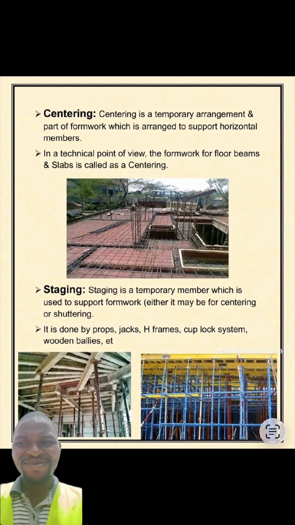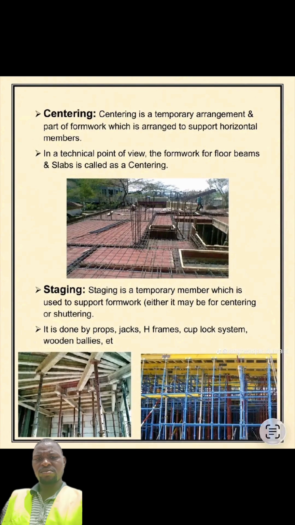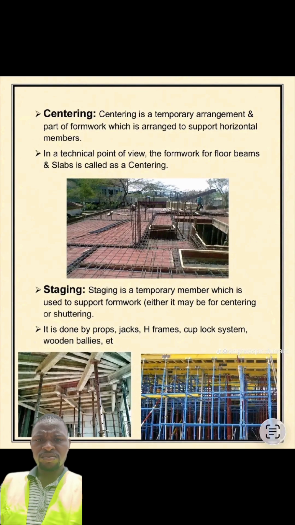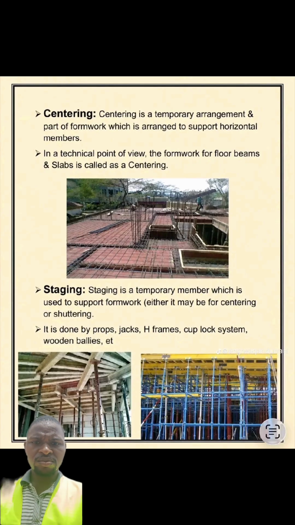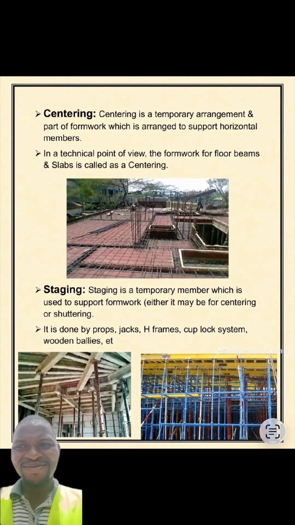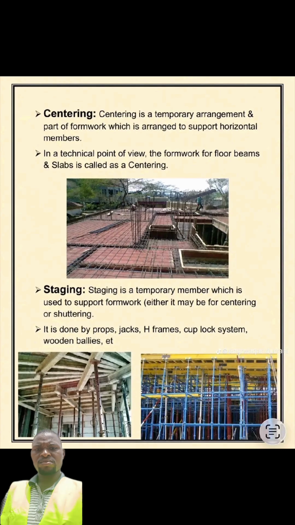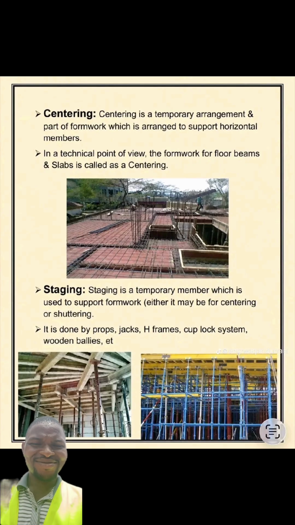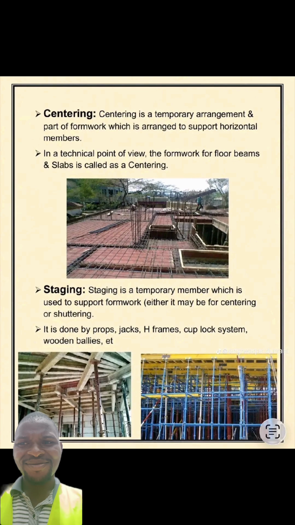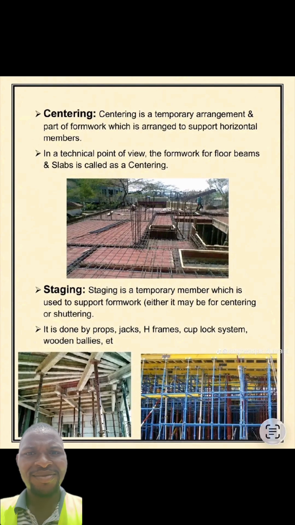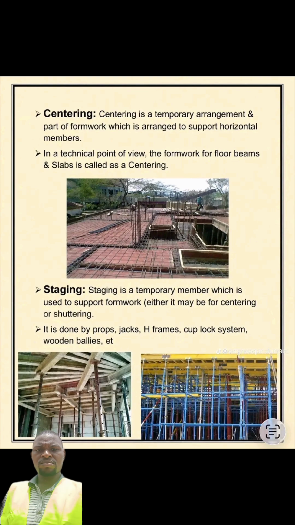And the second form of formwork that we have is centering. So centering is a temporary arrangement and part of formwork which is arranged to support horizontal members. Just as we looked at vertical members like columns, we call it what? Shuttering. But centering is when you deal with horizontal arrangements of formwork, and horizontal arrangement of formwork takes place in slabs, right? So from a technical point of view, the formwork for beams and slabs is called centering. You can also see centering in beams, right? Maybe the bottom plate of a beam can be described as centering.